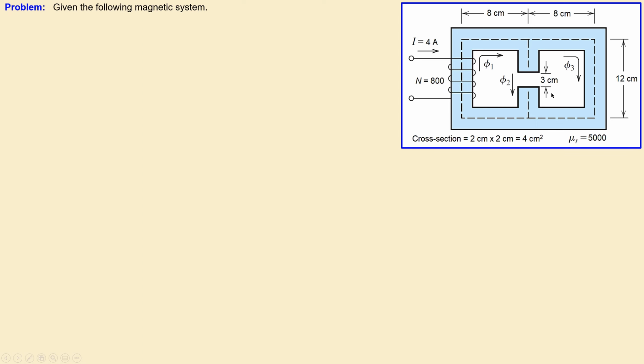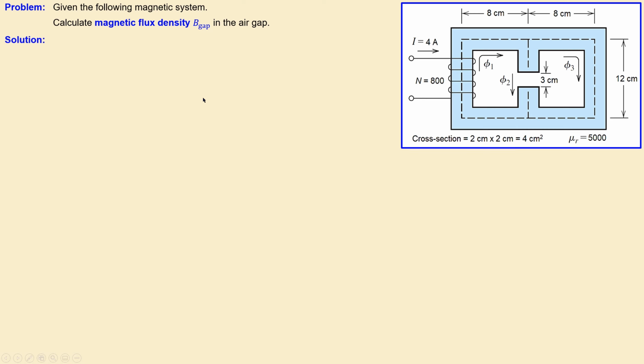Okay, what we need to calculate is the following. Calculate the magnetic flux density in the air gap. So in this air gap we need to calculate the magnetic flux density B, which is of course given in Tesla. So how do we start? Let's look at the solutions and we work it out step by step.